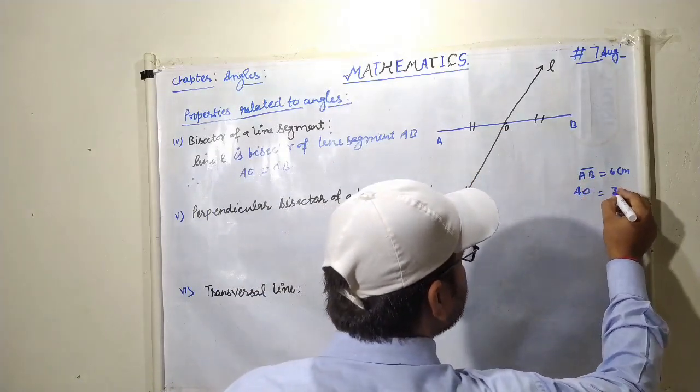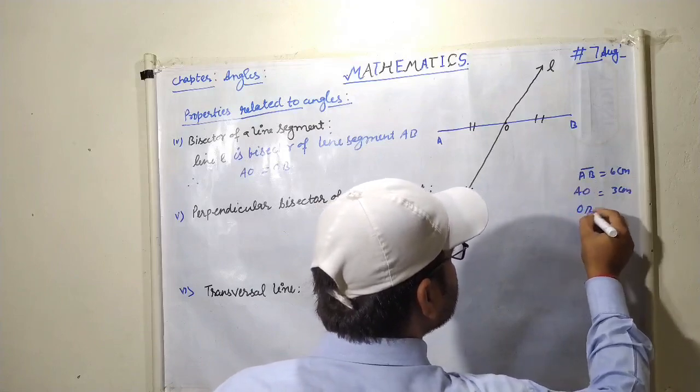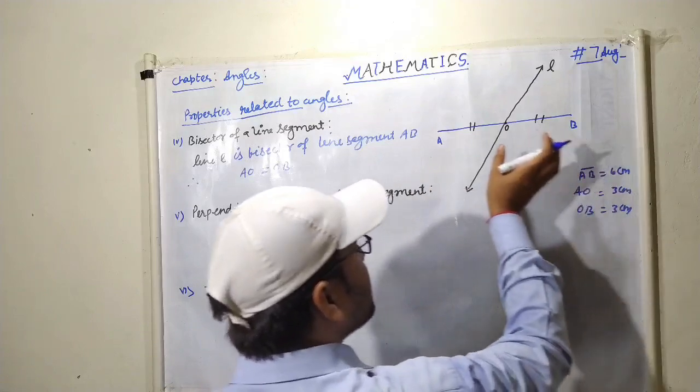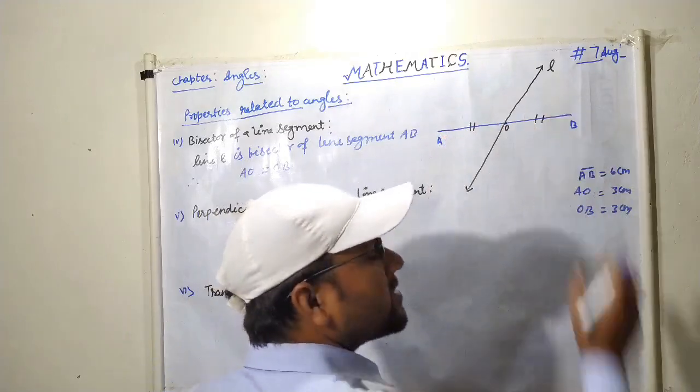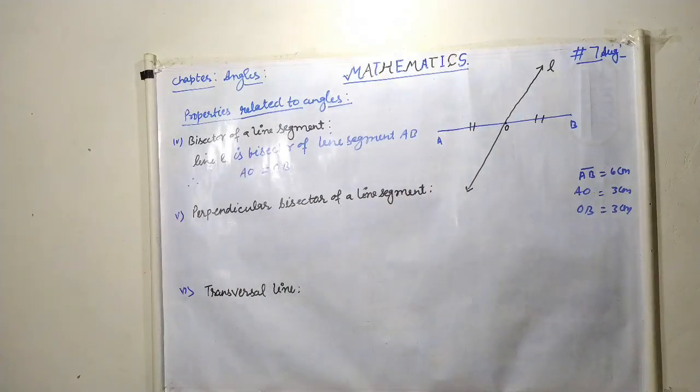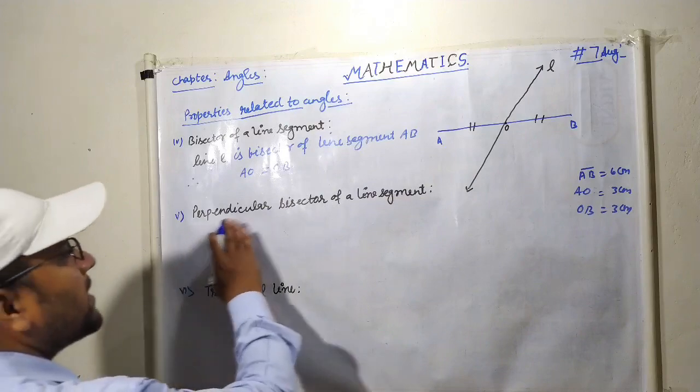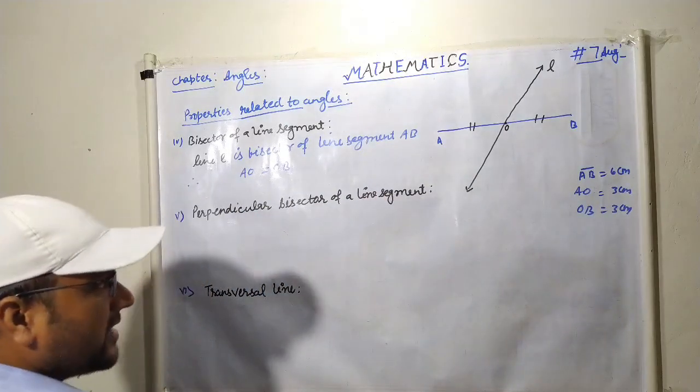AO is equal to 3 centimeters, and OB is also equal to 3 centimeters. If it is 10 centimeters, then this one is 5 centimeters, and this one is also 5 centimeters. It means that it is in two equal parts. Okay. Next one is a perpendicular bisector of a line segment.